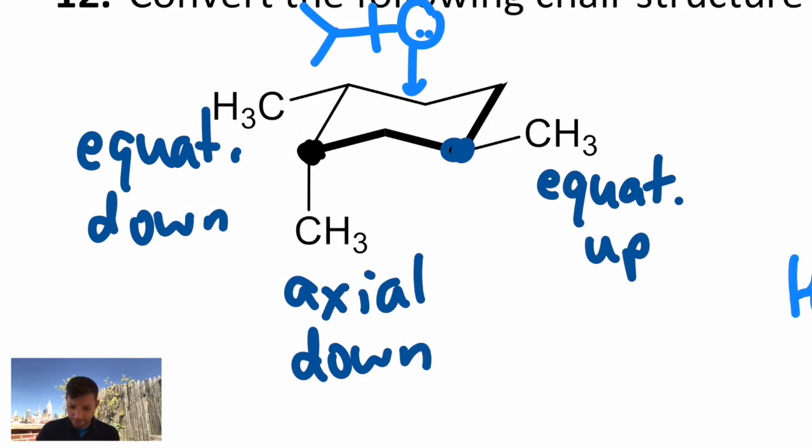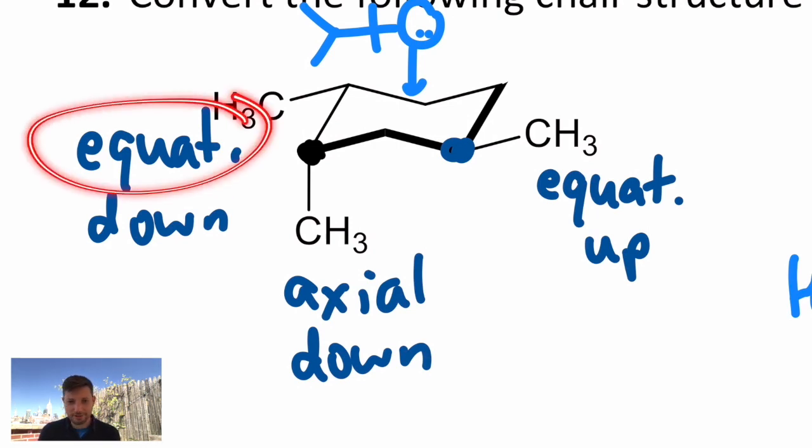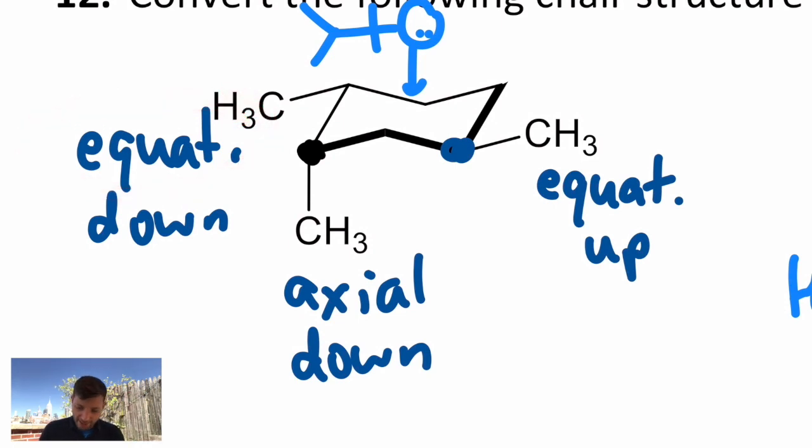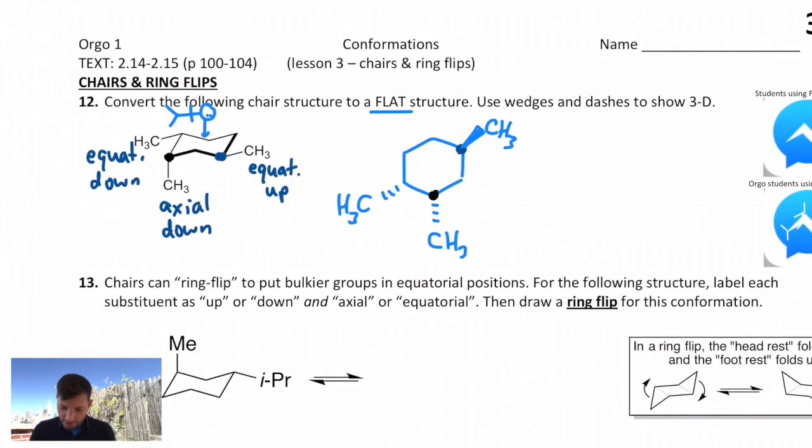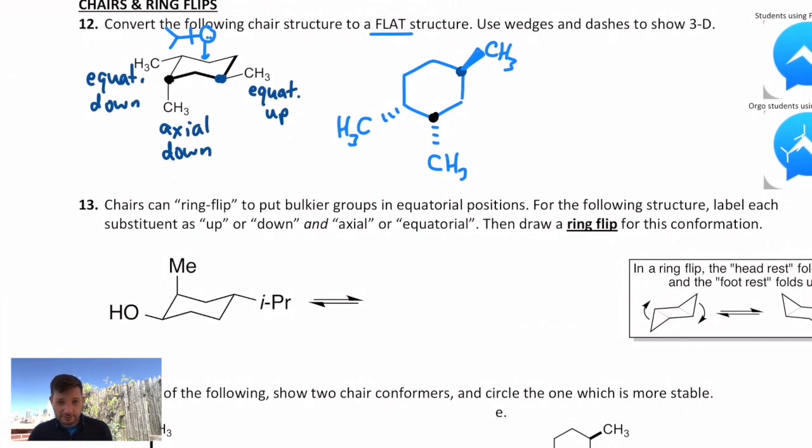Why am I doing this? Well, I'm trying to show that just because you're equatorial has nothing to do with which direction you're pointing. We have equatorial down positions and we have equatorial up positions. Likewise, we have axial down positions and we have axial up positions. And up and down is all relative, but I'm using this as a static chair, and that's how we'll talk about it here. Now, we saw that these things can undergo a ring flip.